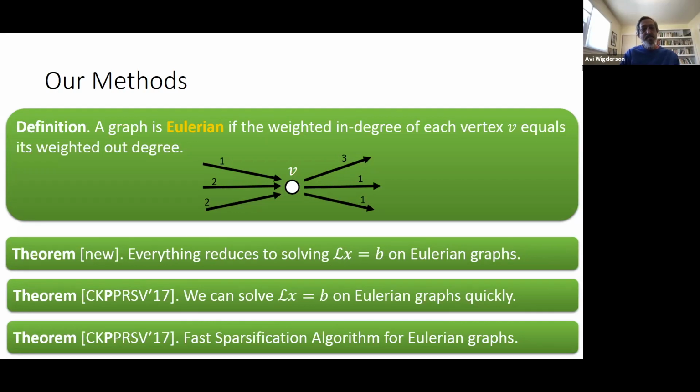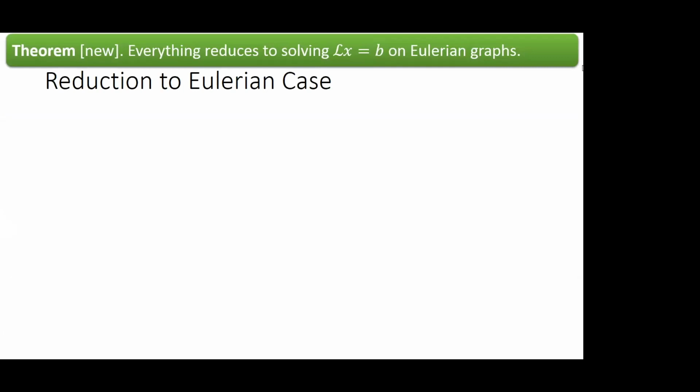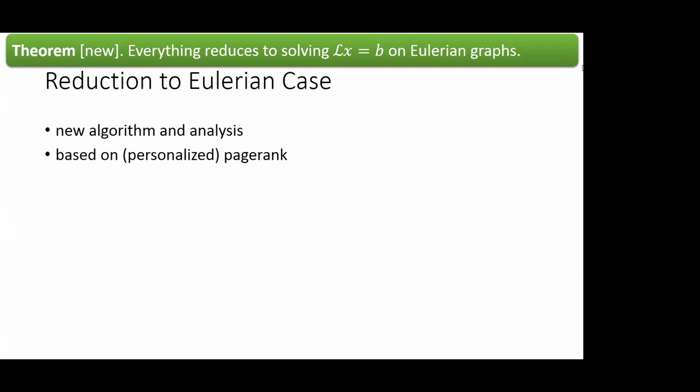And so today, for simplicity, instead of talking about how to reduce every single thing to solving Lx equals b on Eulerian graphs, we're going to talk about solving just the stationary distribution for Eulerian graphs. It's a slightly different algorithm and analysis than what we have in our paper. It's based on personalized PageRank. And as I said, it's reducing only to finding the stationary distribution, not everything possible, but the stationary distribution is sort of the most important thing. And from that, you can find pretty much everything else.